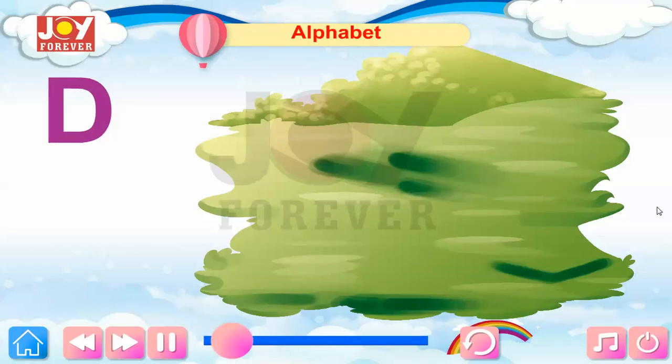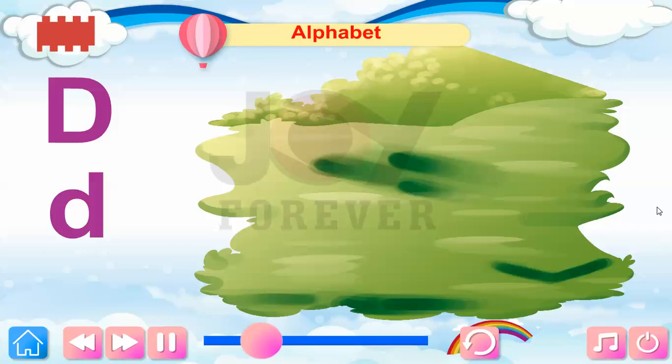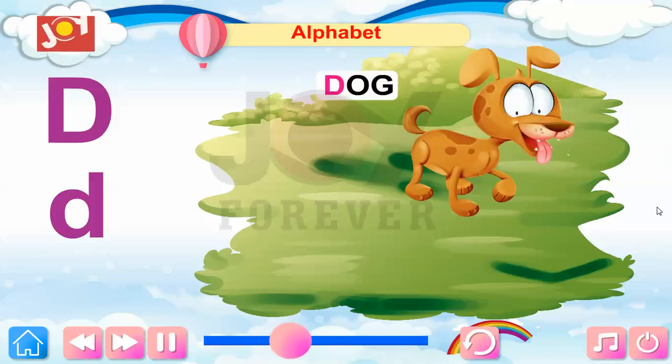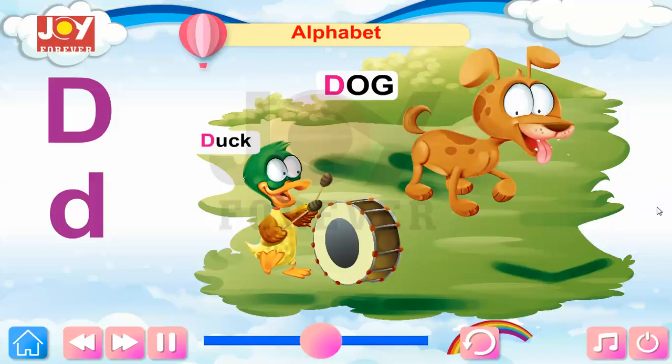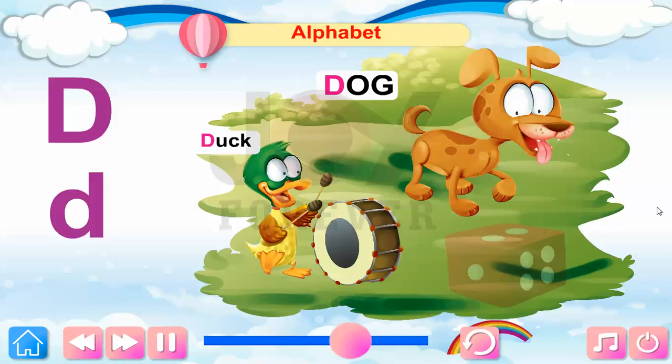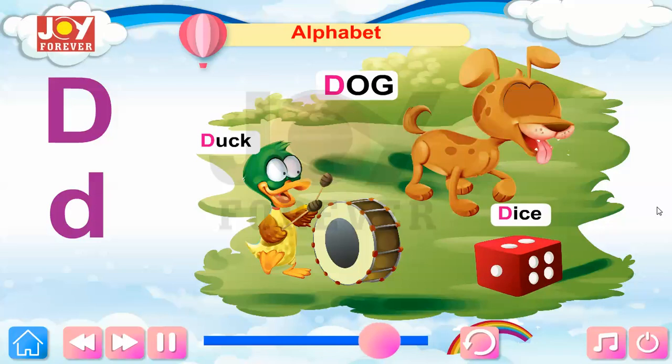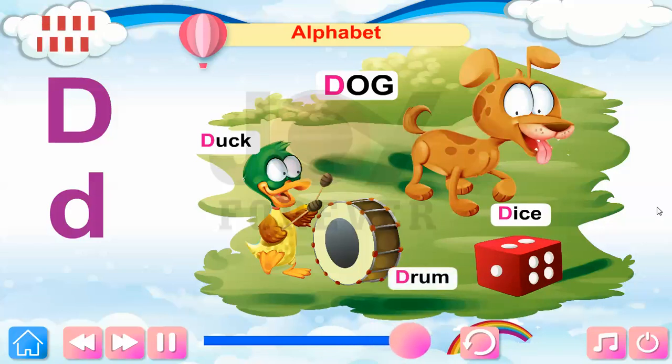Capital D, small d. D for dog. D for duck. D for dice. D for drum.